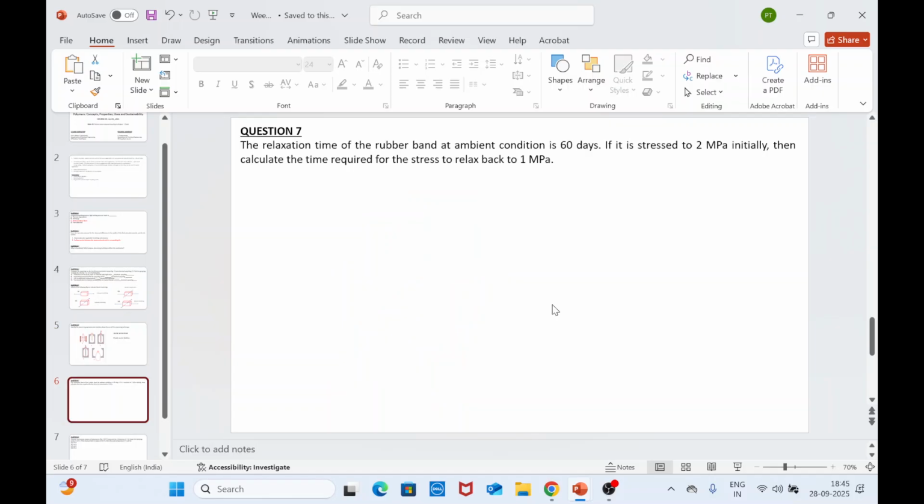This is about the relaxation time, something related to the Kelvin-Voigt or the Maxwell model that we saw previously in week 7 or 8. It is given that the relaxation time of a rubber band at ambient condition is 60 days. If it is stressed to 2 megapascals initially, calculate the time that is required for the stress to relax back to 1 megapascal.